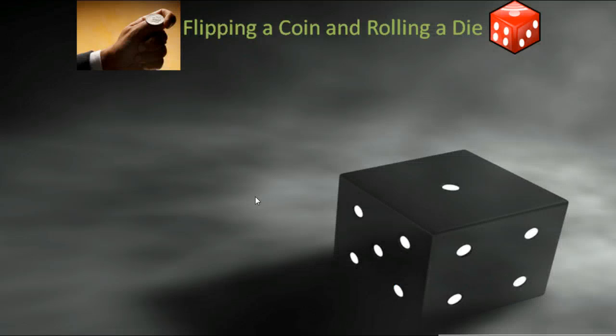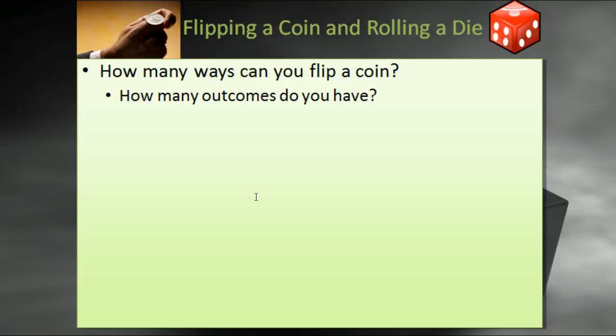Now we're going to move on a little bit to flipping a coin and rolling a die. Well, if we flip a coin, how many different possible outcomes can we have? A coin, you're going to flip it and you'll either have a heads or a tails, one of the two.